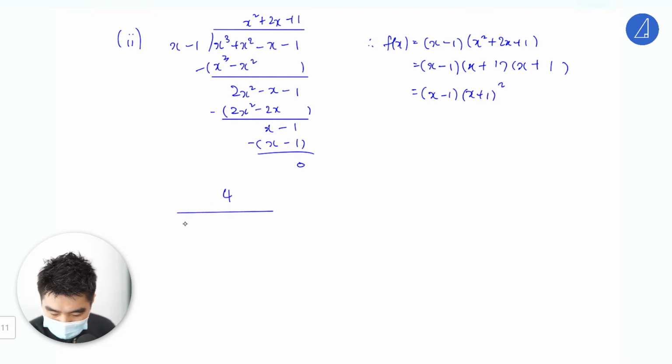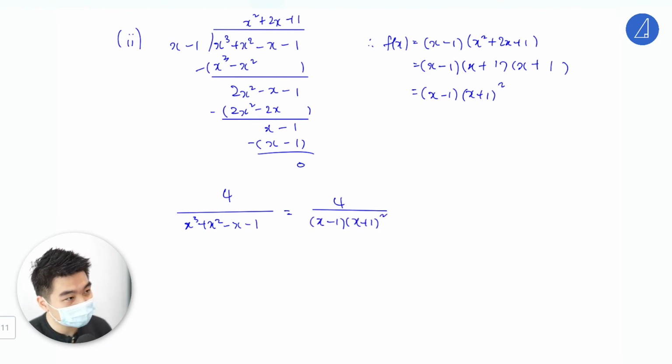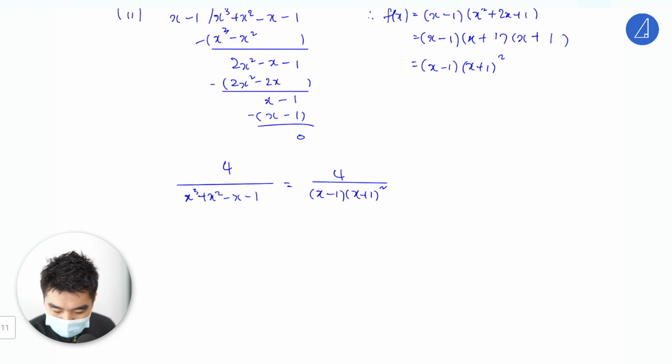4 over x cubed plus x squared minus x minus 1 is actually equal to 4 over (x minus 1) and (x plus 1) squared. This is repeated linear factors, because your x plus 1 is a factor that's repeated twice. That's why you square it. So the partial fractions that you need to form will be A over the first factor that's not repeated, B over the second factor, not repeated, and the third one is over the second factor but repeated.